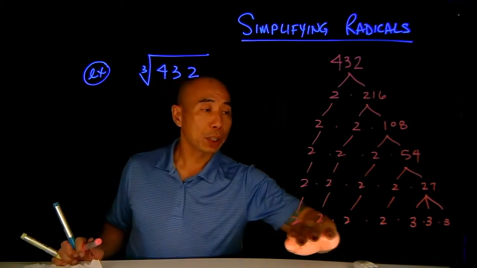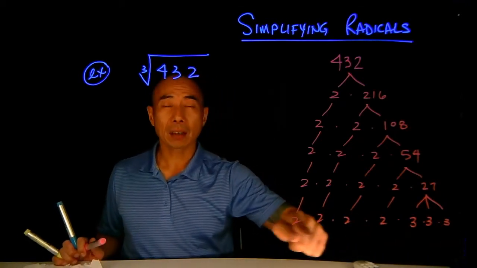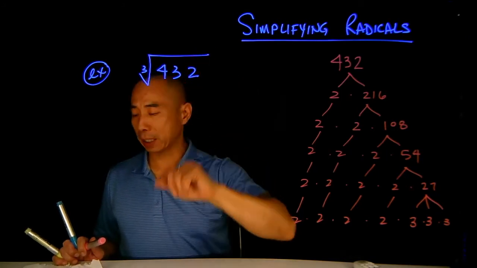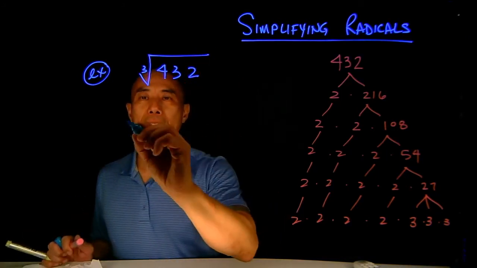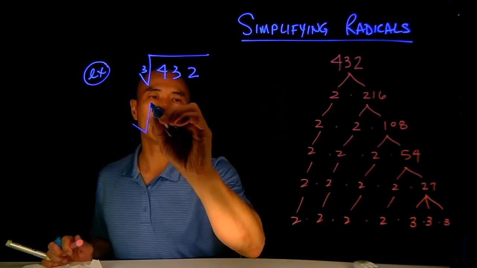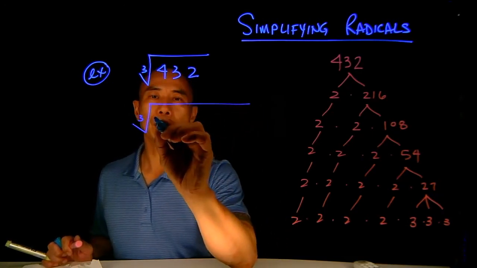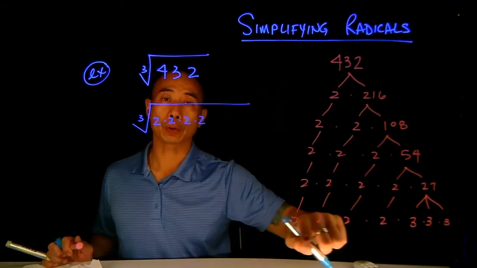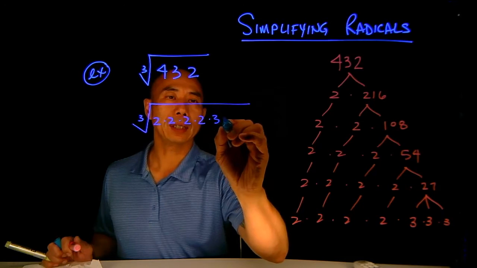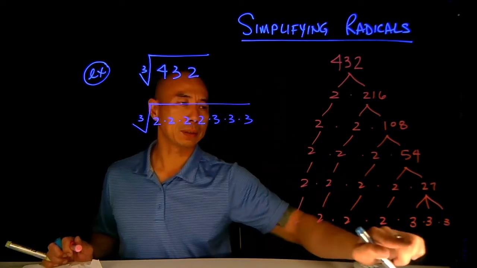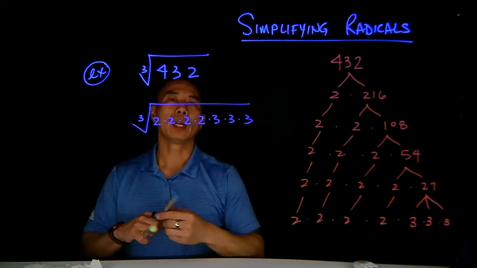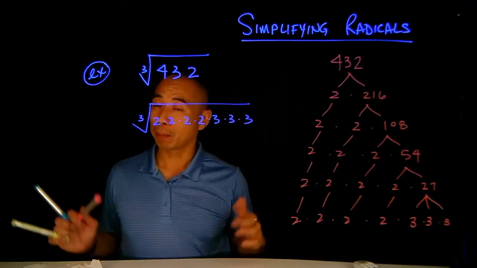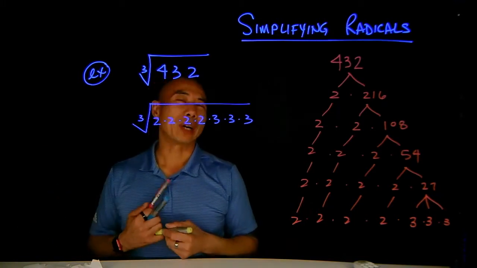So what we're going to do is take these numbers right here and replace the 432 that's currently up here. So what I can say is, okay, I have the cube root of 2 times 2 times 2 times 2, because there's 4 2's here, times 3 times 3 times 3. There's 3 3's right here. All right. So great. I have just replaced the 432 with the product of primes. So what do I do next?